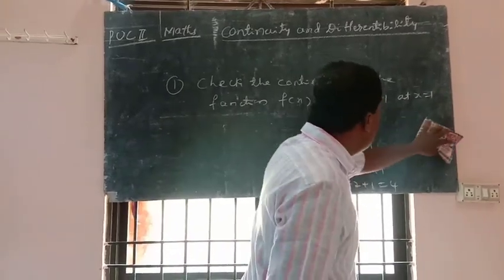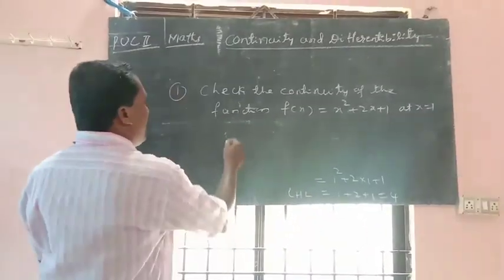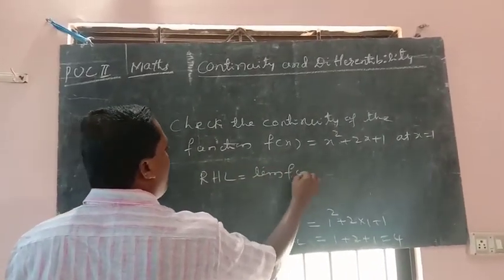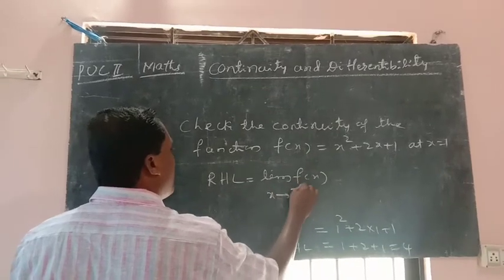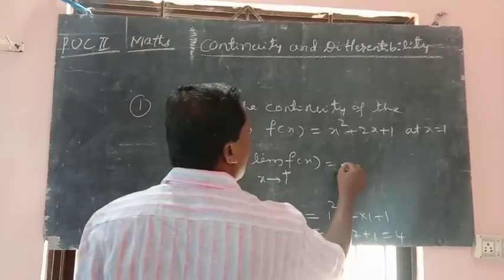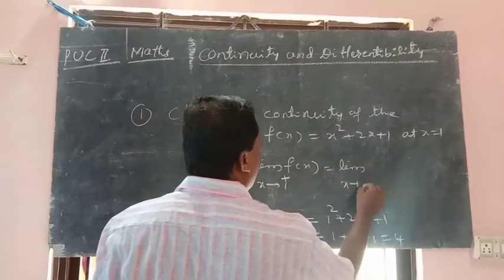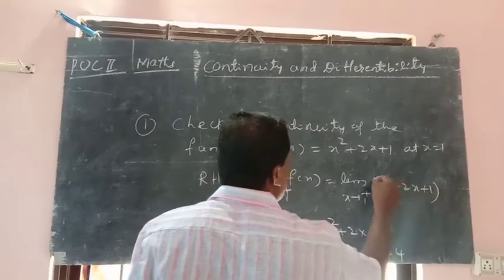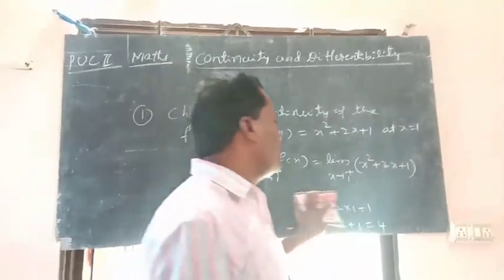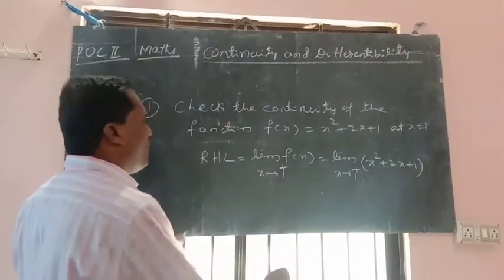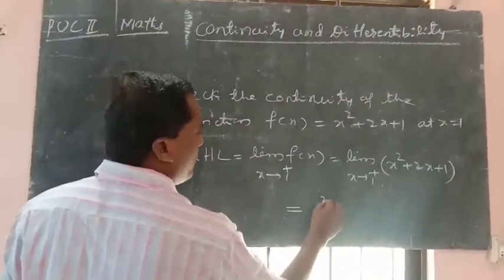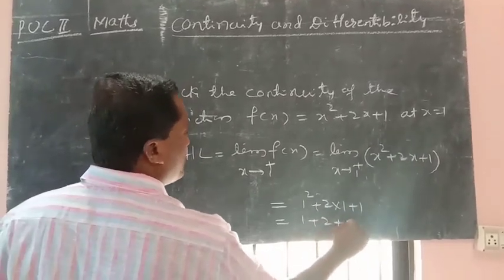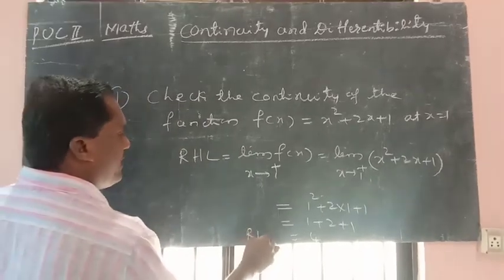The right hand limit. RHL is equal to limit f of x as x tends to 1 plus. So limit as x tends to 1 plus, what is that? x square plus 2x plus 1. Whenever x is there, you substitute 1. That is 1 square plus 2 into 1 plus 1. That is 1 plus 2 plus 1, that is 4. So that is RHL.